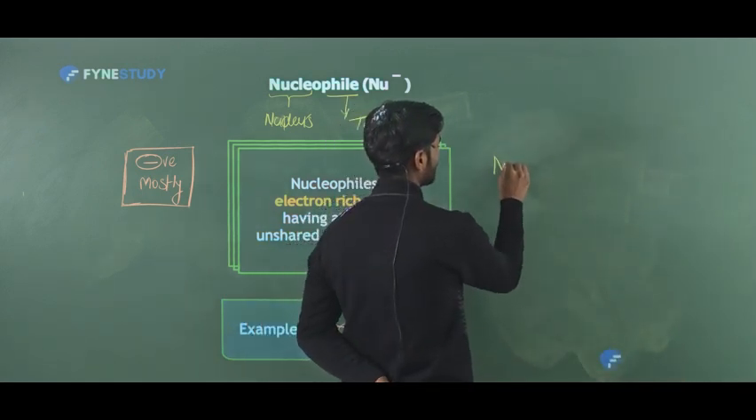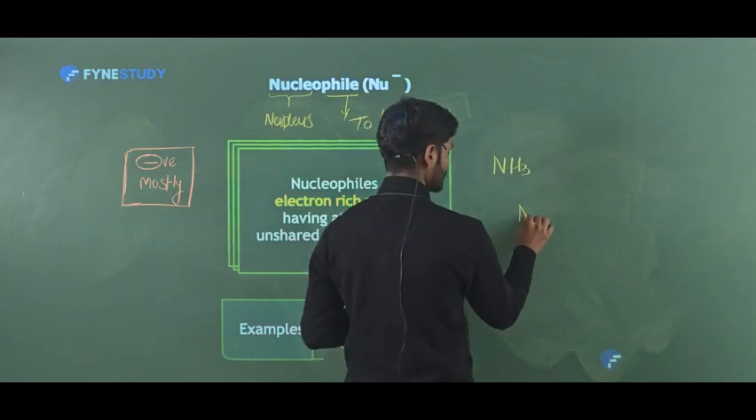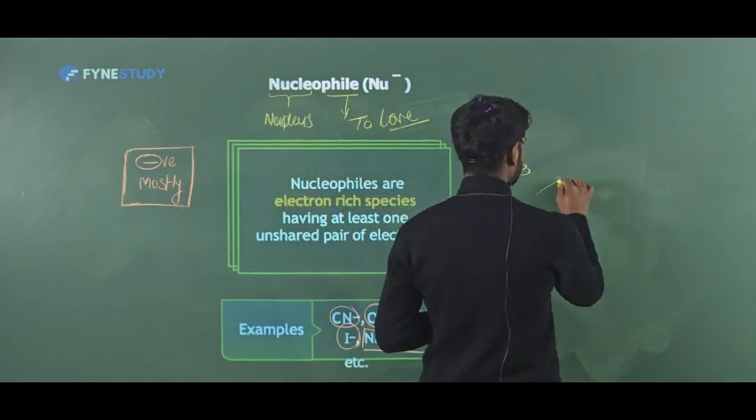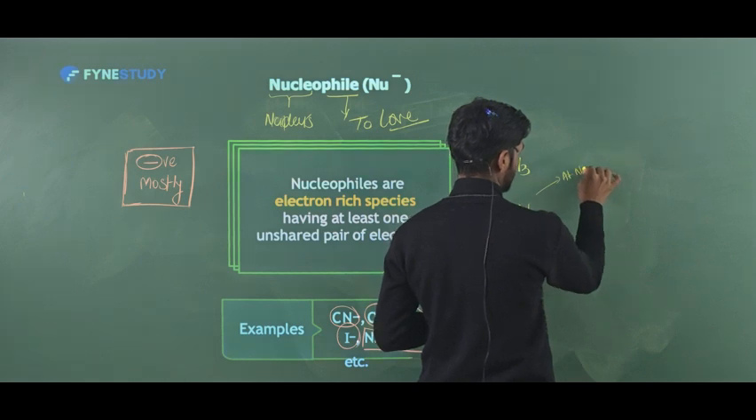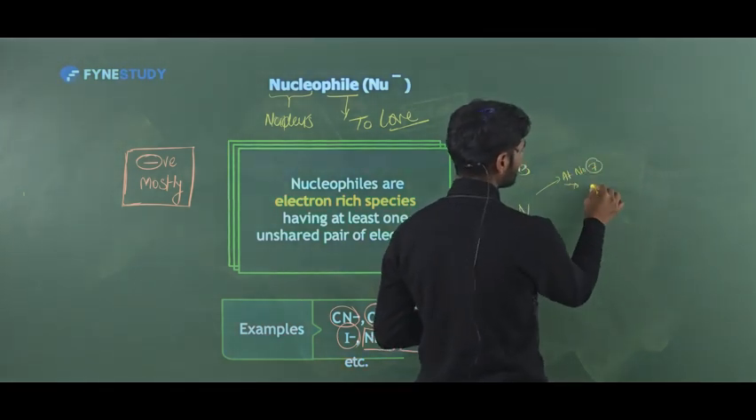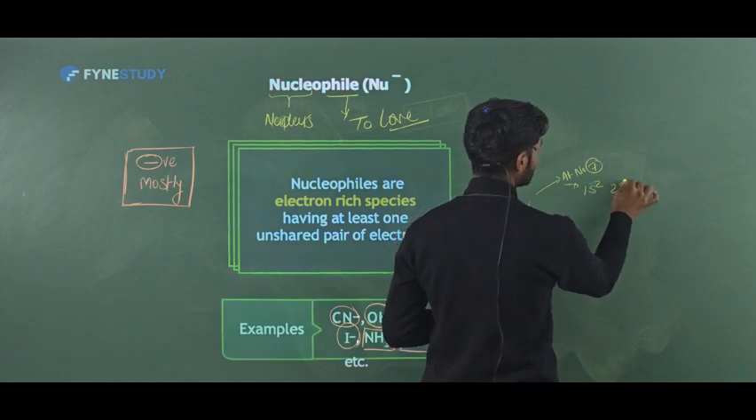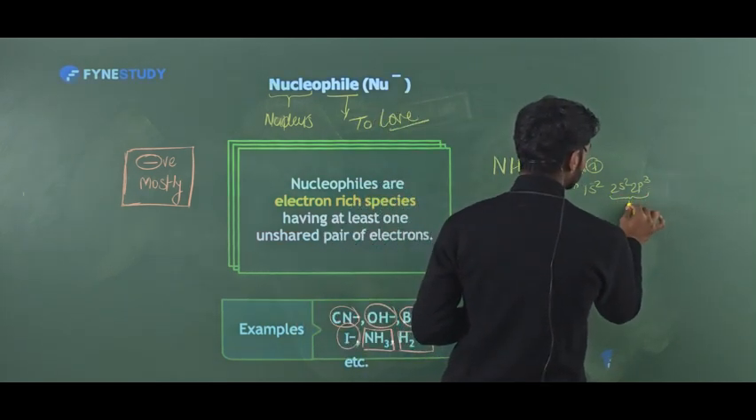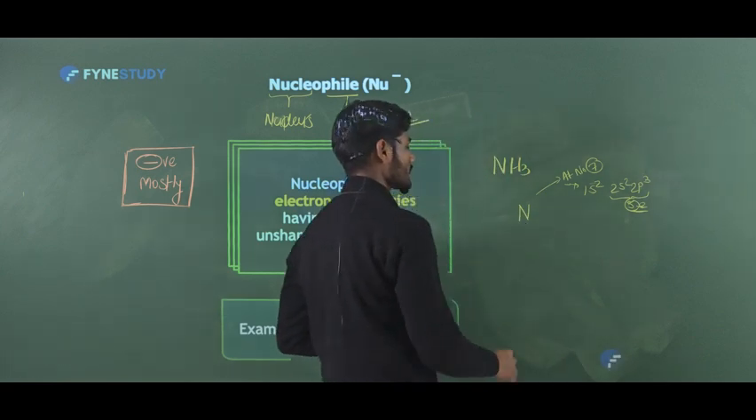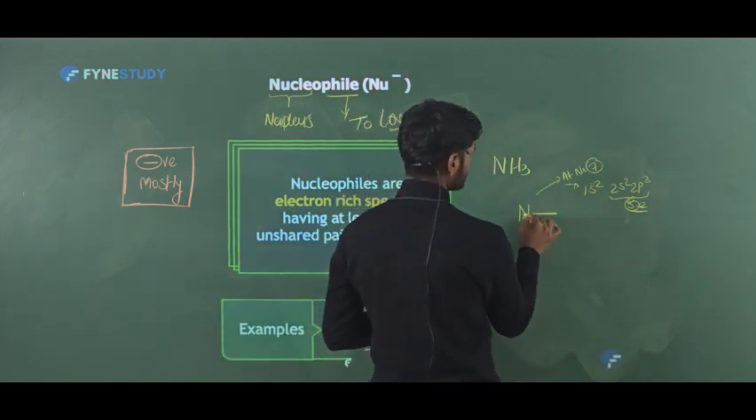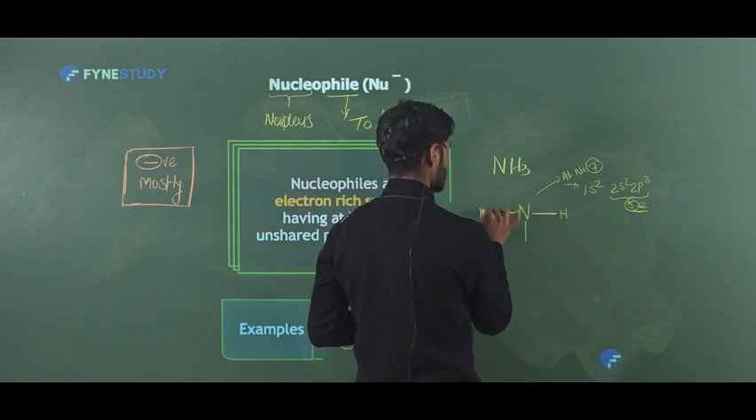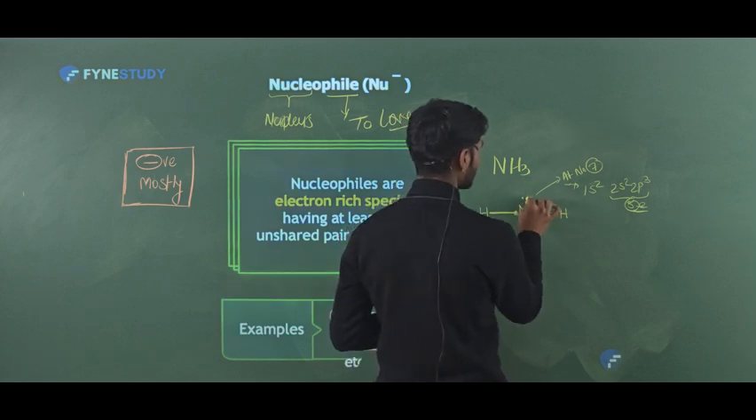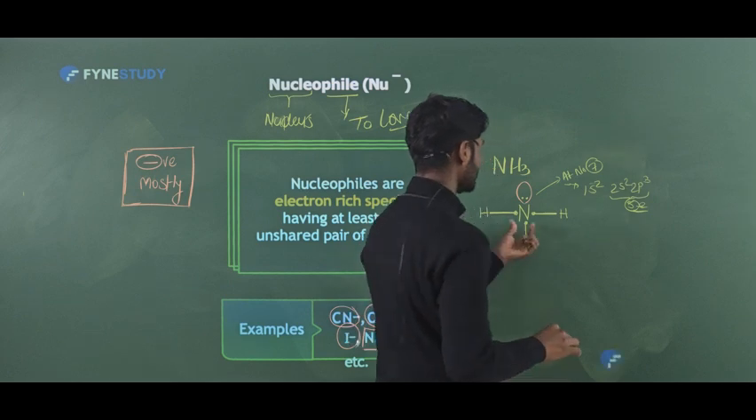Let's take an example of NH3. So here is nitrogen, and how many valence electrons does nitrogen have? The atomic number is 7. If you write the configuration, you get 1s2, 2s2, 2p3. So this is the outer shell, a total of 5 electrons in the outer shell. See, 3 hydrogens are there, 3 sigma bonds. So 1 electron goes into each of these 3 bonds, and 1 lone pair will be there. So the structure of NH3 will be like this.